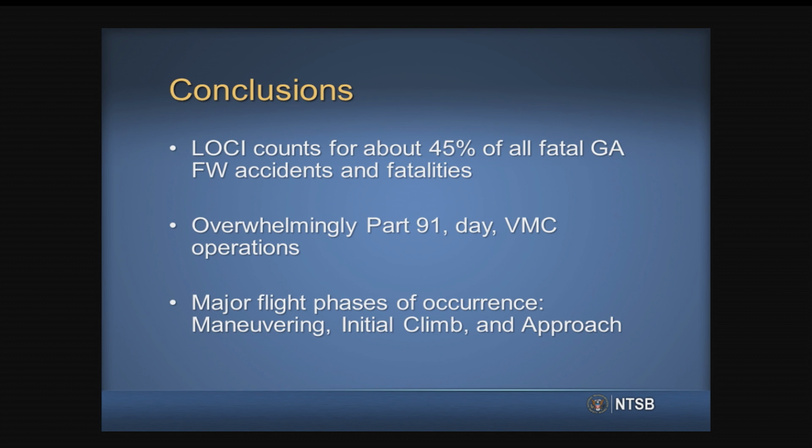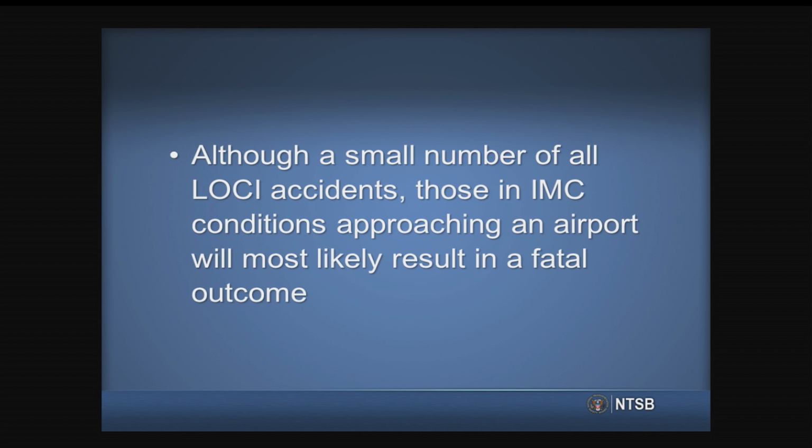Conclusions. Loss of control in flight accounts for about 45% of all fatal GA fixed-wing accidents and fatalities. Overwhelmingly, they're Part 91, day, VMC operations. The major phases of flight of occurrence are maneuvering, initial climb, and approach. And although a small number of all loss of control in flight accidents, those in IMC conditions approaching an airport will most likely result in a fatal outcome.